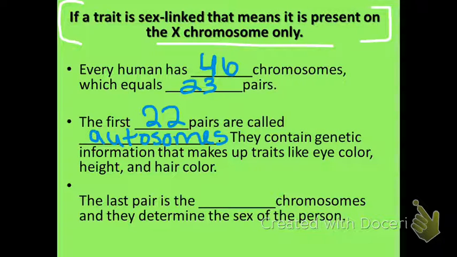Okay, and these are going to contain our genetic information that makes up the basic traits of who you are. So this is going to tell us what color eyes you're going to have, how tall you're going to be, what color hair you're going to have. Those types of things are going to be on these first 22 pairs of chromosomes. Okay, so the last pair of chromosomes are the sex chromosomes. Okay, and so our 23rd pair or the last pair is going to tell us the sex of the person. So either male or female.